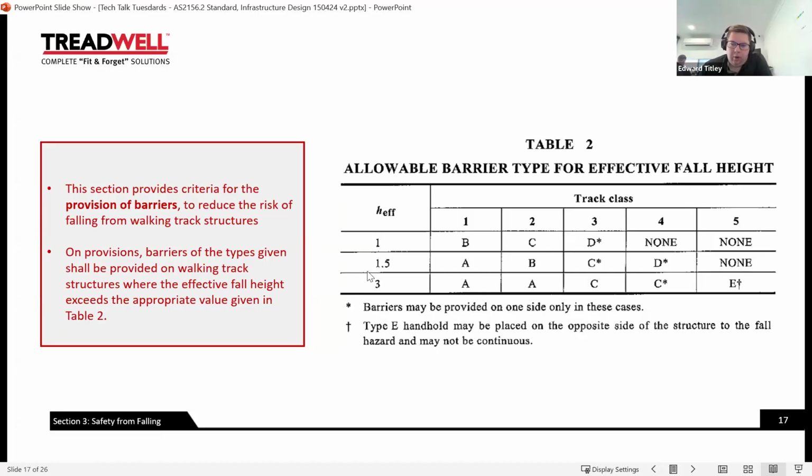And for effective fall height of 3, as per for track class 4, once again, may be provided on one side only. But for class 5, a type E handhold may be placed on the opposite side of the structure to the fall hazard and may not be continuous.